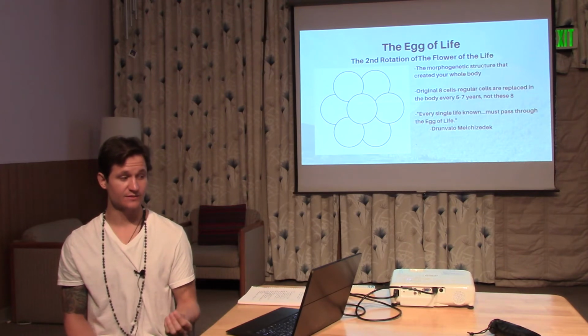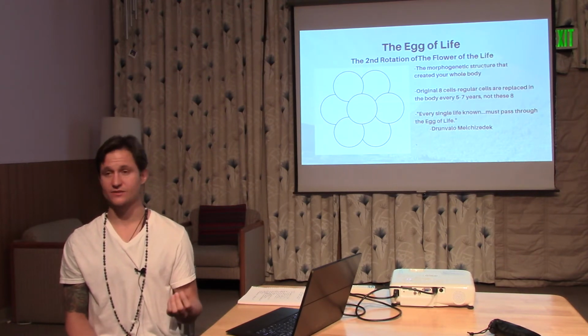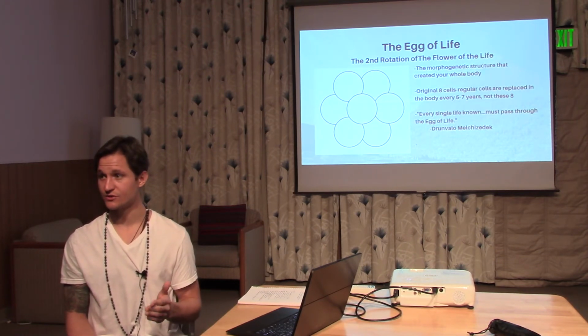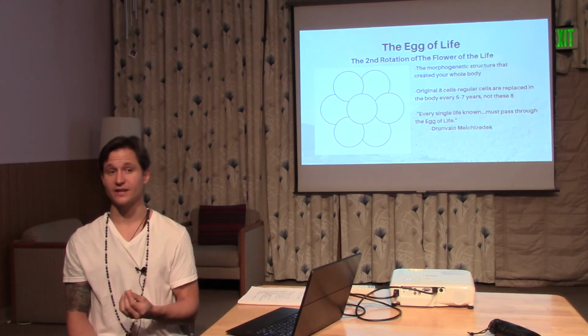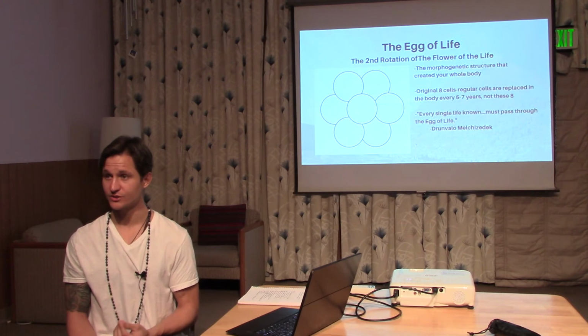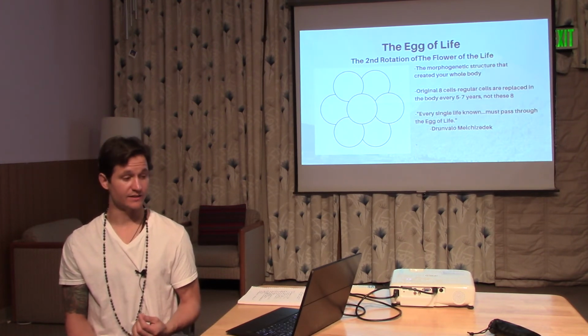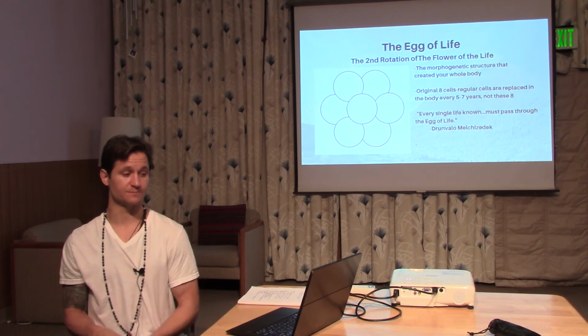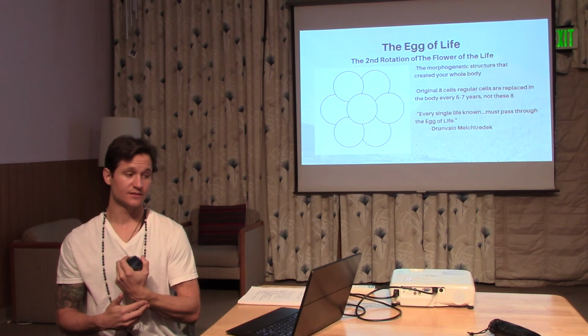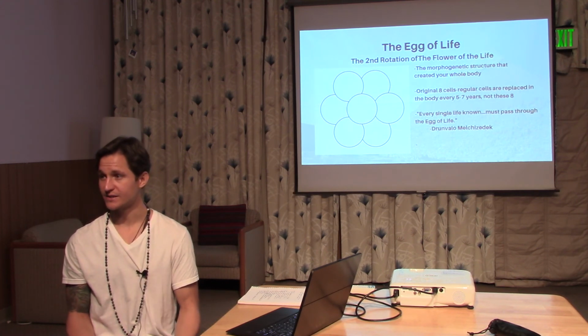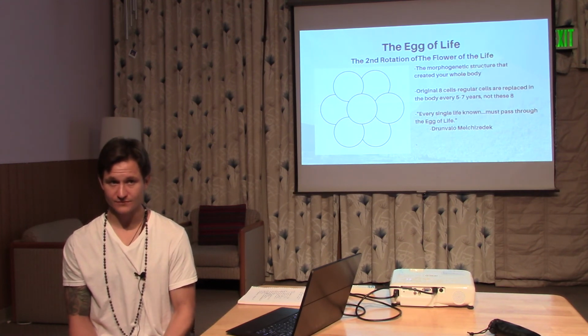The egg of life, so all the cells in our body every 5 to 7 years are replaced, but these do not go away. And they remain at the geometric center of our body, which is just above our perineum, near our root chakra. And that's what we grow out spherically from. And Drunvalo also talks about that all organic life must pass through this form, at least on Earth.